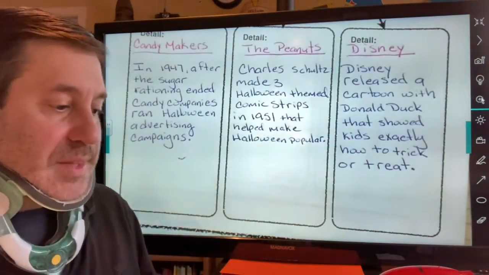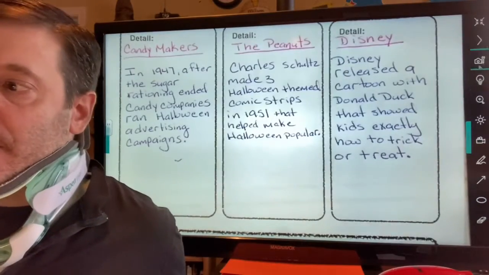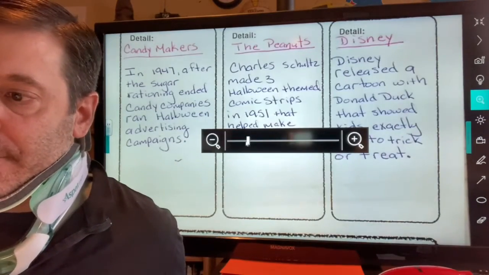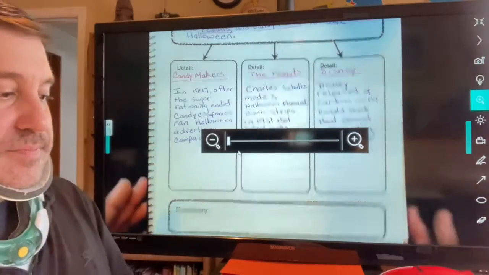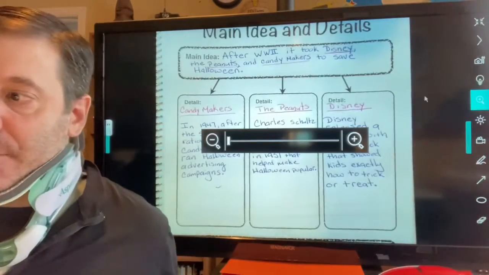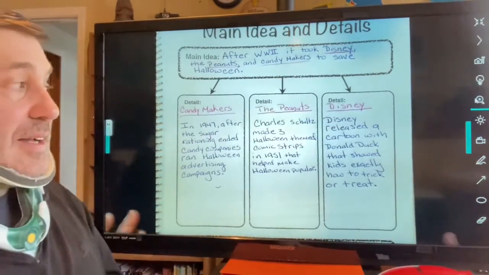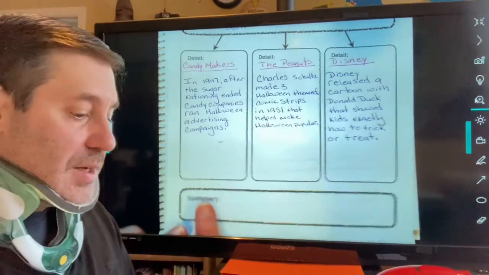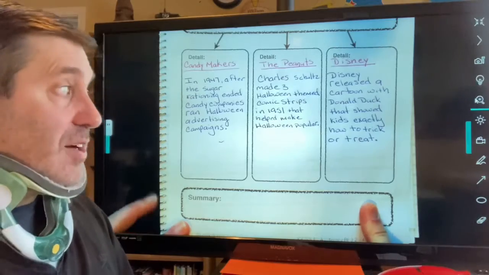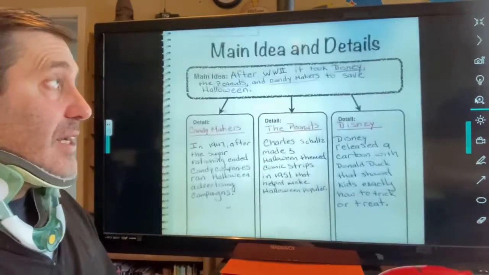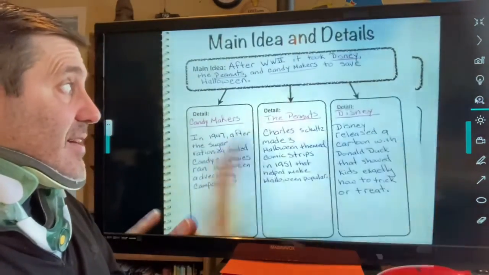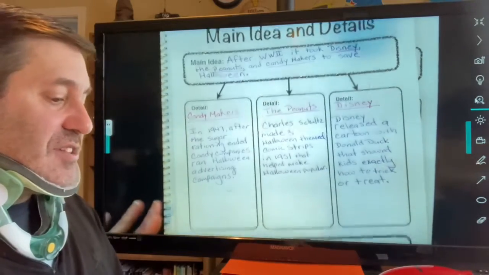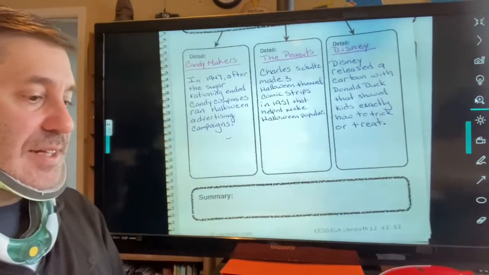Okay? So when you're done, you should have completed the main idea and your 3 details. You do not need to worry about the bottom, the summary part. This is in no way big enough to write a summary, because we know a summary needs to include the main idea and the 3 details. And so there's no way we're going to be able to fit a summary in there.